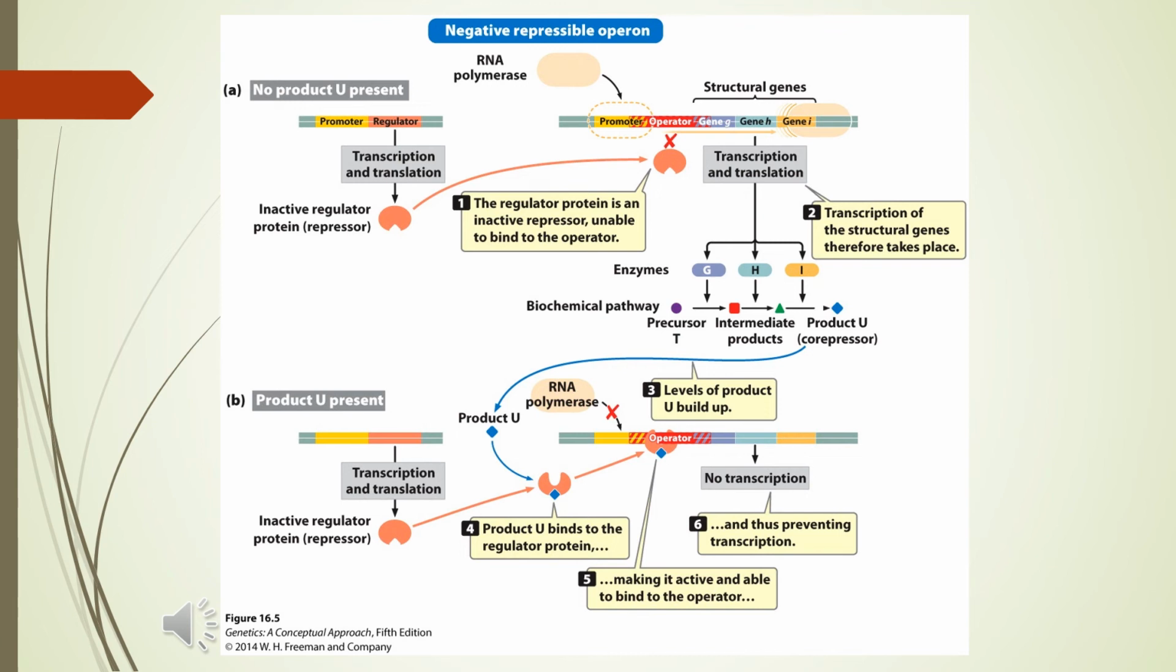So here on the right side of part A, case A, you can see a biochemical pathway by which precursor T, intermediate product, and product U will be produced. This product U can act as a co-repressor in the second case, in part B of this negative repressible operon. So this is all about negative repressible operon.